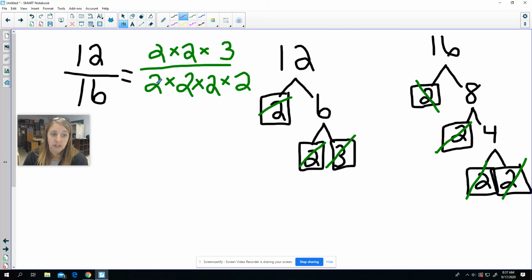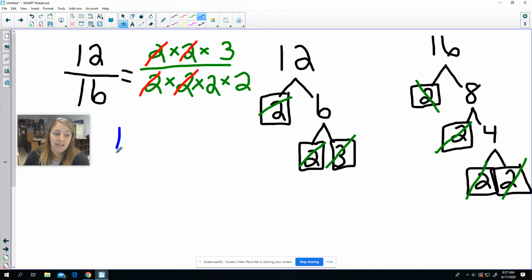So I notice I have a 2 and a 2 right here, so I'm going to take and cancel them out. They're gone. I have another 2 and 2 on top, so again I can cancel out. They're gone. But I'm only left with 2's on the bottom and a 3 on top. These are not common, they're not the same. I can't cancel out anymore, which leads us to our last step.